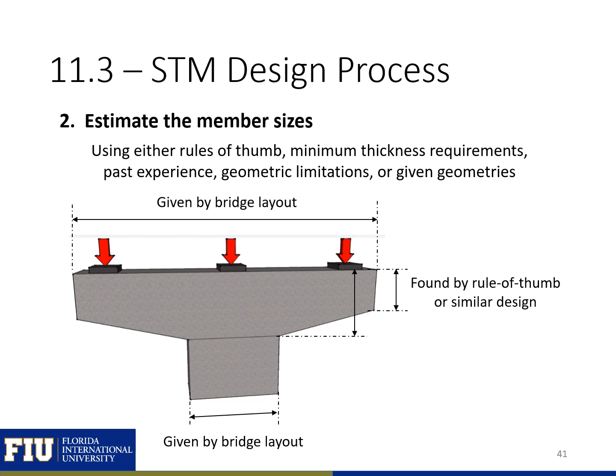After we know our loads, or during the same process, we can estimate our member size. We can estimate our member size by either using rules of thumb, minimum thickness requirements, past experience, geometric limitations, or given geometries for our section. So here we can estimate our column size by the given bridge layout, the width of our hammerhead pier by the given bridge layout, and the height here of our hammerhead just by rules of thumb or similar designs for these hammerhead piers.